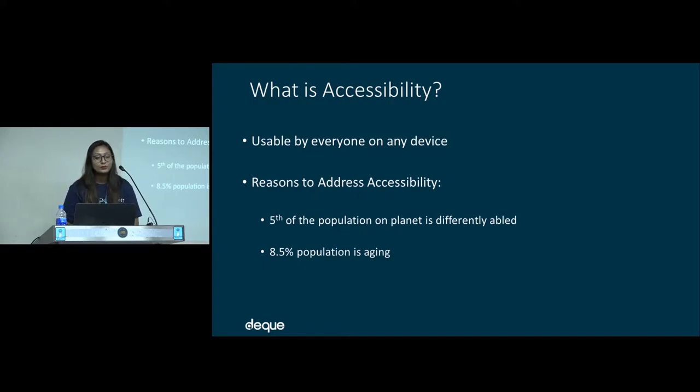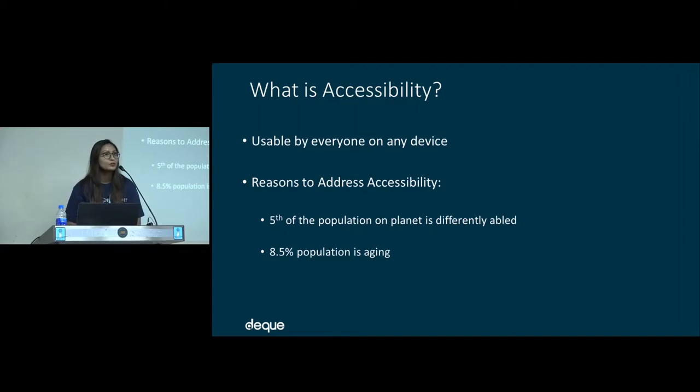A fifth of the population on this planet has some kind of disability, and 8.5% of people are aging. So to cope up with these numbers, I think we should be addressing accessibility. If we are not, then we are leaving tons of people digitally impaired.